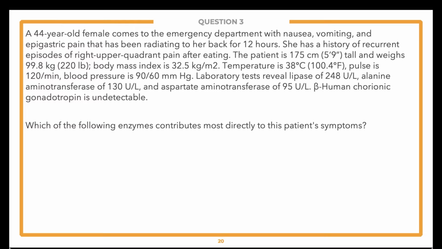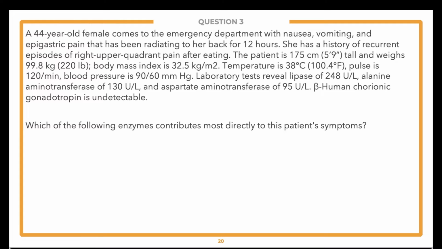So, with all that, let's read that lead in again. Which of the following enzymes contributes most directly to this patient's symptoms? Head on down to the question box. Let us know how many steps you think it's going to take to break this one down as I hand the mic over to Abraham.